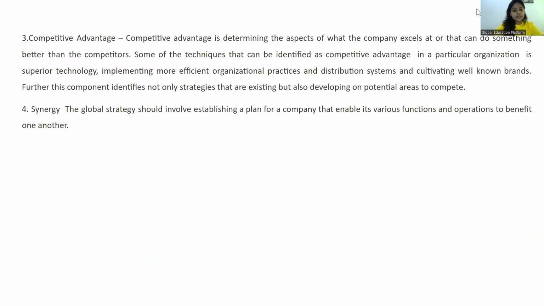Then we have the competitive advantage element. Competitive advantage is determining what the company excels at and can do better than its competitors. Some techniques that can be identified as competitive advantage in a particular organization are superior technology, implementing more efficient organizational practices and distribution systems, and cultivating well-known brands. Further, this component identifies not only existing strategies, but also developing potential areas to compete.